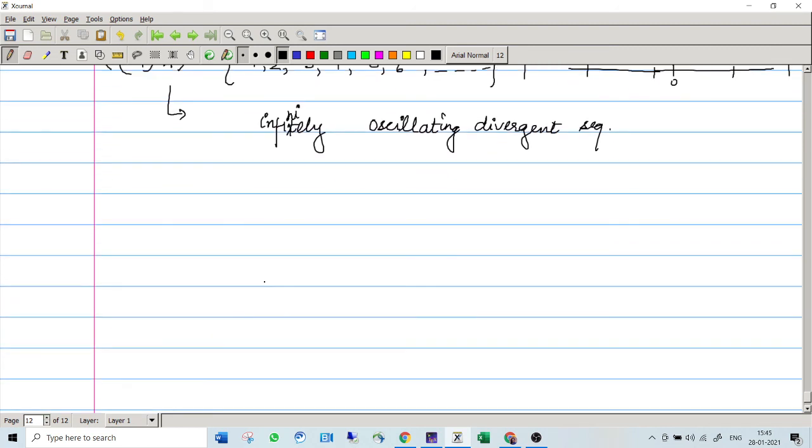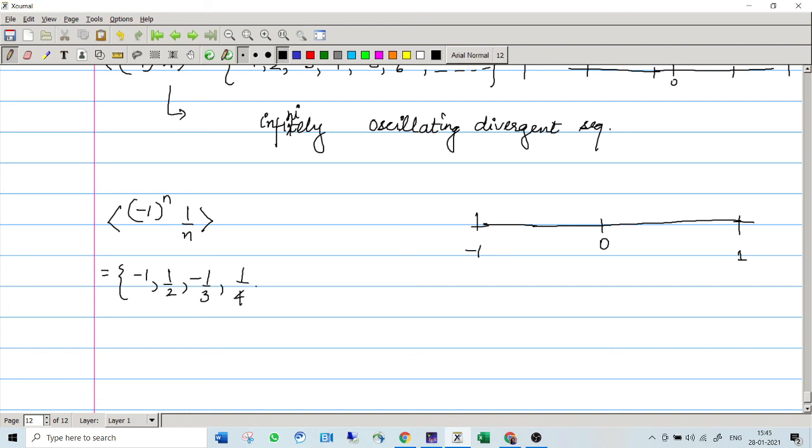Now, one more example. Let us take it to be like minus 1 to the power n times 1 by n. So what sort of behavior will this sequence show? You have this as 0, you have this as 1, this as minus 1. ठीक है? So the first term is, इसकी terms कुछ ऐसा form करेंगी structure. So what sort of structure do you have? Minus 1, half, minus 1 by 3, 1 by 4, minus 1 by 5, 1 by 6.